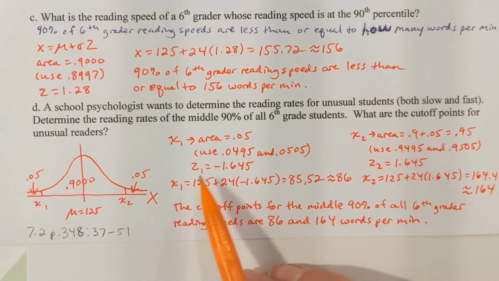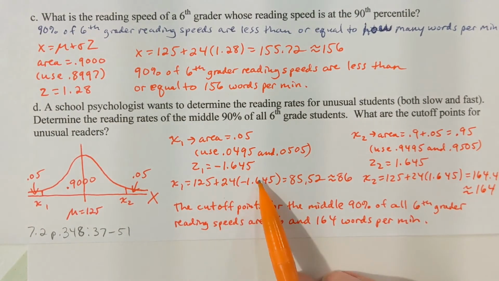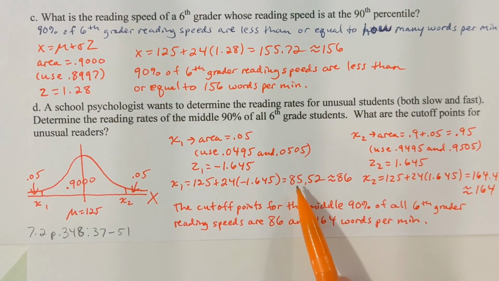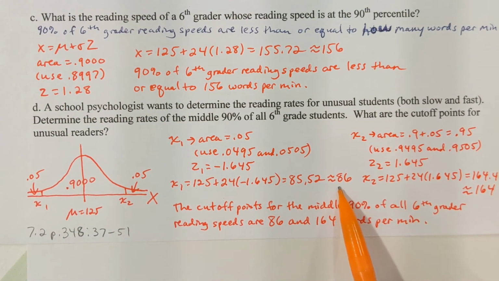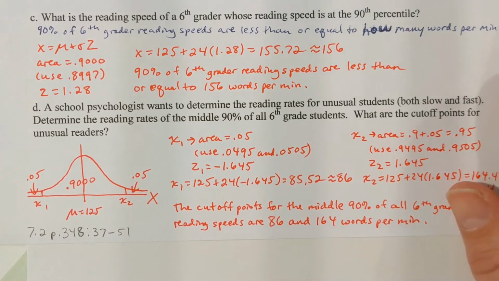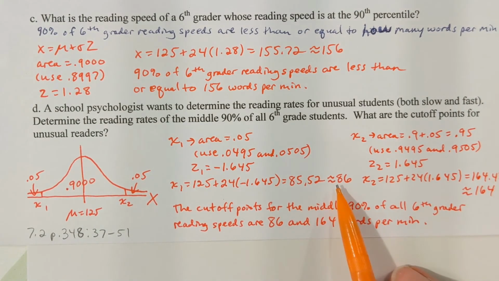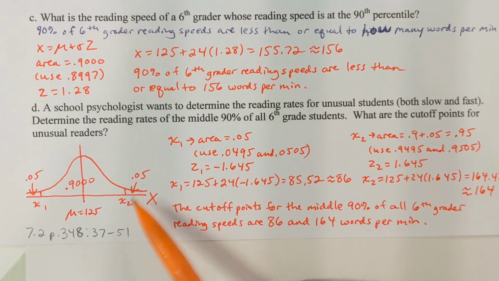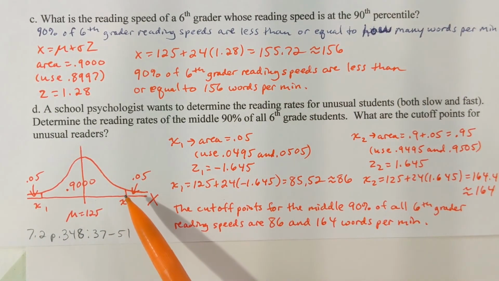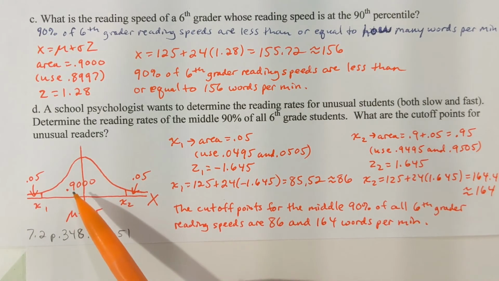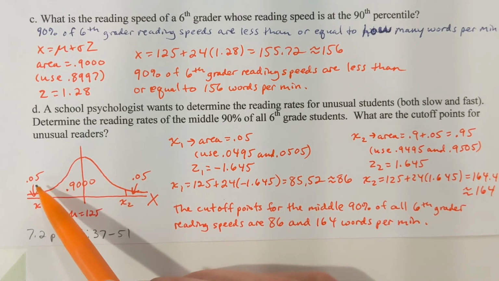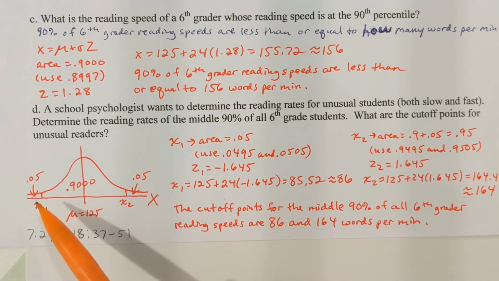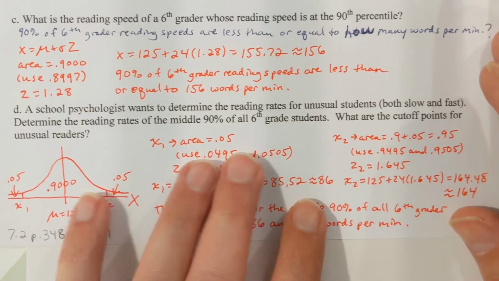So here's my z-score. Okay, plug in the numbers into this formula and simplify, and we get roughly 86 if you round to the nearest whole number value. Okay, and so that's going to be my left cutoff point. My right cutoff point is where I got to find x2. The area to the left of x2 would be 0.9 plus 0.05, that's 0.95. Okay, or 95% of the information is going to be less than x2.